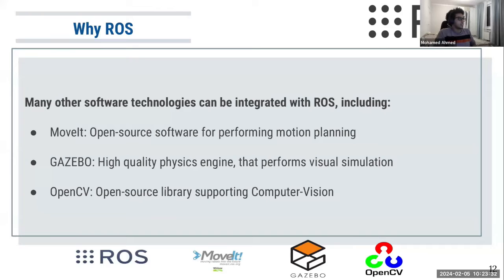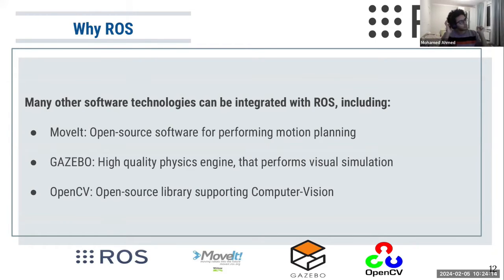With ROS, you can also use many other software technologies, like Gazebo, for example, which is a simulator that we will show later. And OpenCV, I believe most of you know it, if you have dealt with Python or even C++, and you know object detection, or you have a camera that gives you an image. Probably at one time or another you will use OpenCV to do some processing on your image.